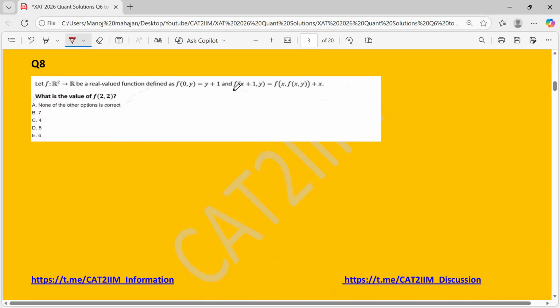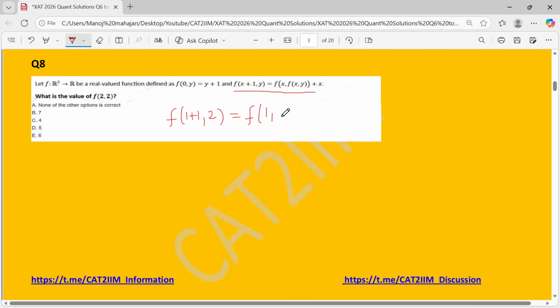So this is what we have over here, and we have to figure out f of 2 comma 2. So when we do this, f of x plus 1 comma y, 2 can be written as what? 1 plus 1 comma 2. So what is x over here? 1, right? And what is y over here? 2. So what do I get?